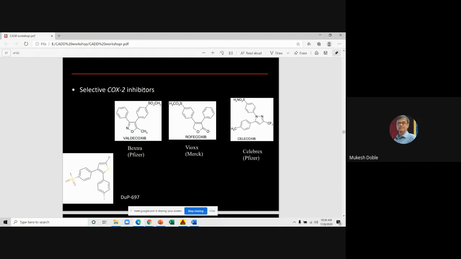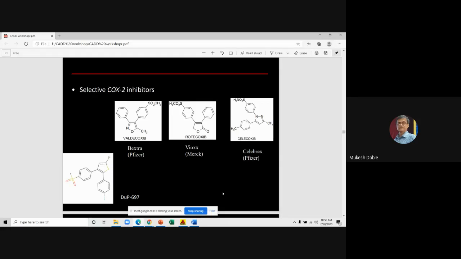So these selective COX-2 inhibitor drugs are given, so they are able to control the pain and the inflammation. There are many drugs in the market. This is Valdecoxib, Bextra, manufactured by Pfizer. Rofecoxib, another name Vioxx, manufactured by Merck. Celecoxib, Celebrex, manufactured by Pfizer. Then there is another molecule which is in clinical trial, so there is no name for it. All these have shown selective inhibition of the enzyme called cyclooxygenase 2.